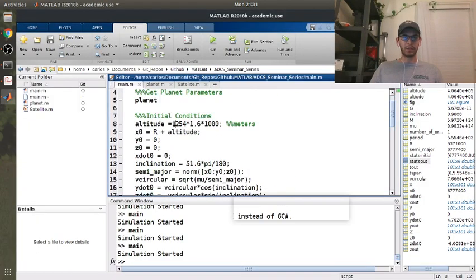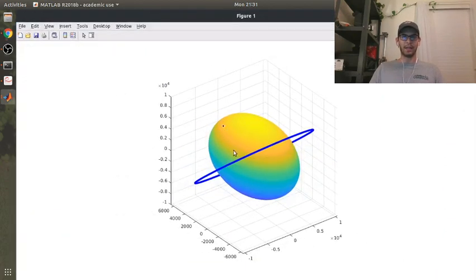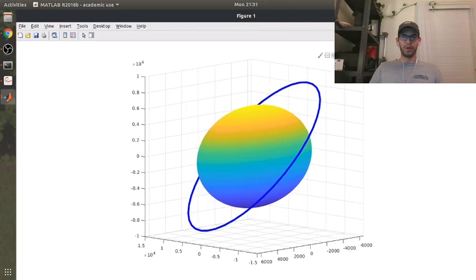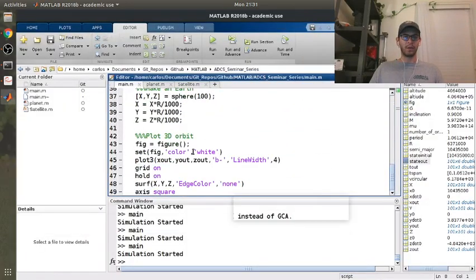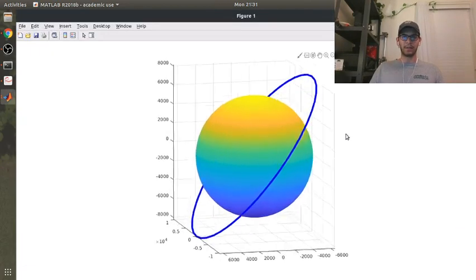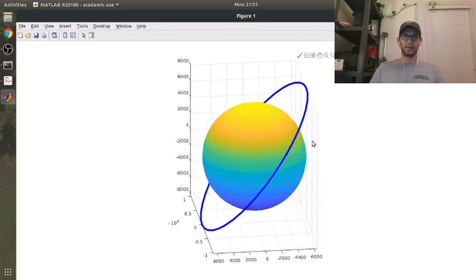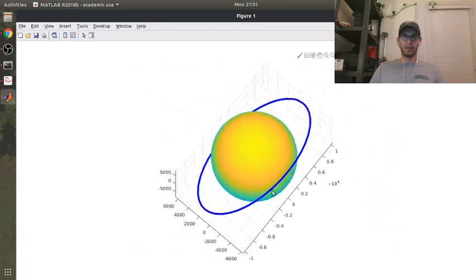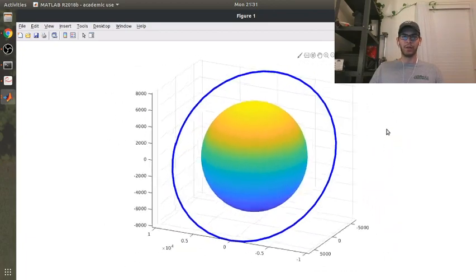Okay. Should we try a higher orbit? Instead of 254 miles, let's do 10 times that amount. See what happens. Look at that. Now we're super far away. I think axis square is not working. I think we need to do axis equal. Now we're talking. That looks like Saturn. That's sweet. So there's our super far away orbit, 2,000 miles above the Earth now.